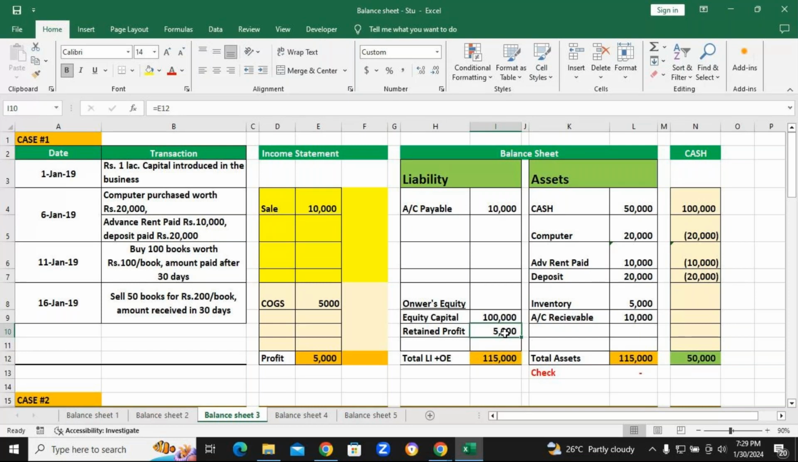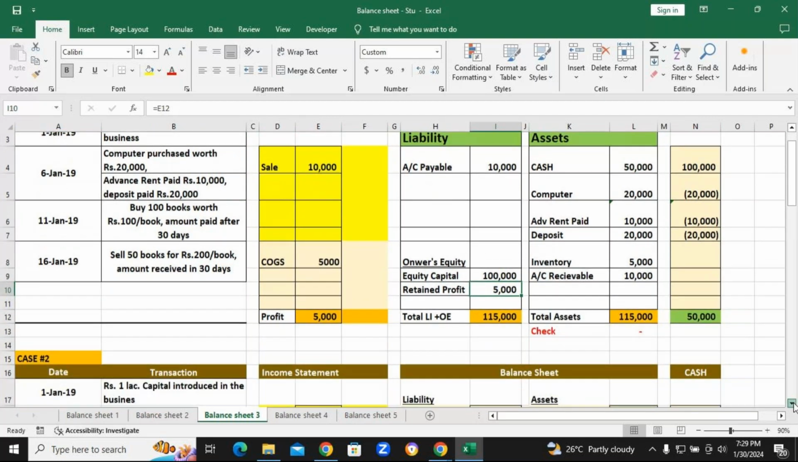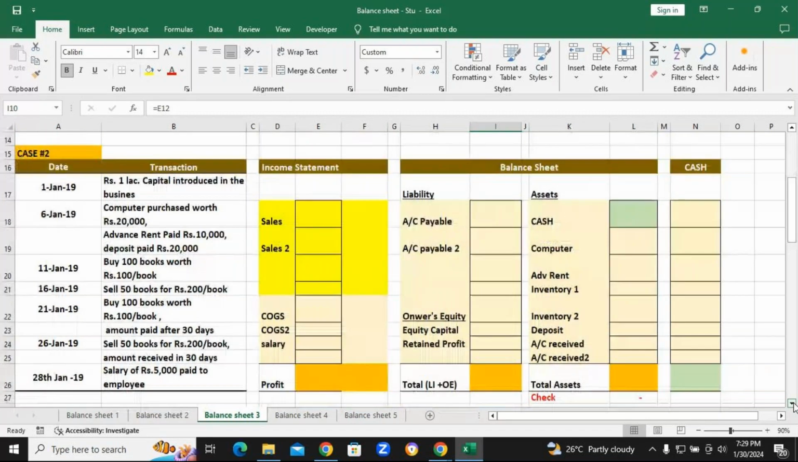I hope you people are solving the second one, the second balance sheet, case 2. So just read the transactions, whatever is given, and put the things in the appropriate places. So in the cash flow, wherever the cash is coming, wherever the cash is going. So wherever the cash is going, the amount has to be taken in negative terms.